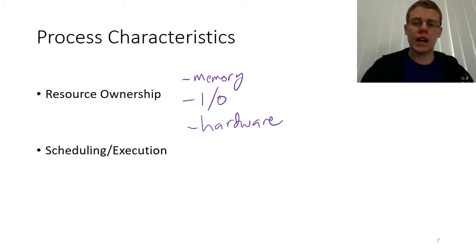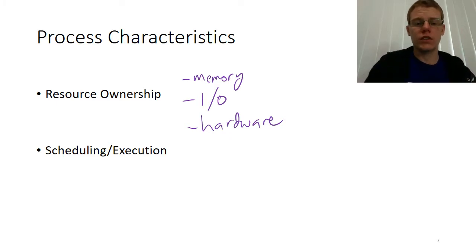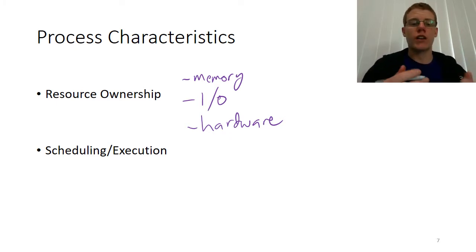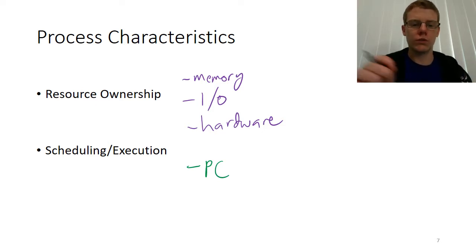Another angle we can consider a process from is the actual executing of the process. So what is its current running state, whereabouts in its instruction memory are we up to, so what's the current program counter, is it currently running, or have we got it suspended in order to let another process run? And maybe there are more ways we can think about that other than just suspended and running, but we'll talk about that in more detail later.